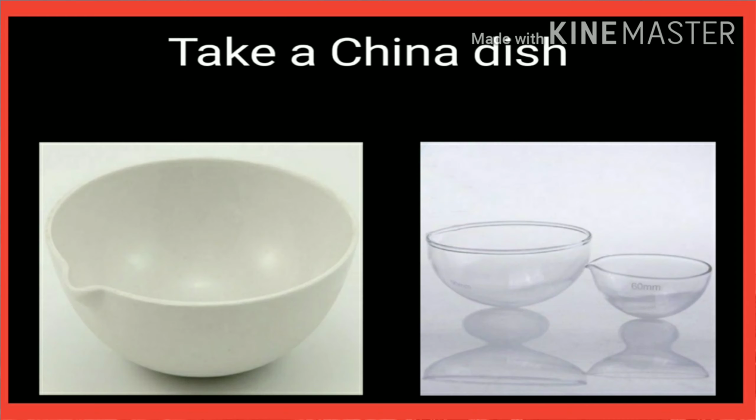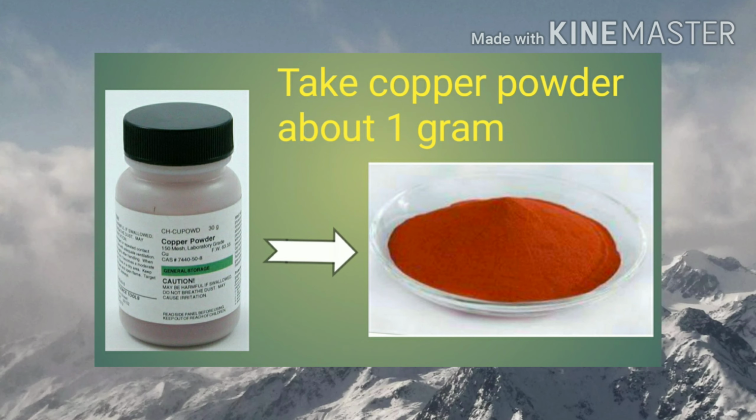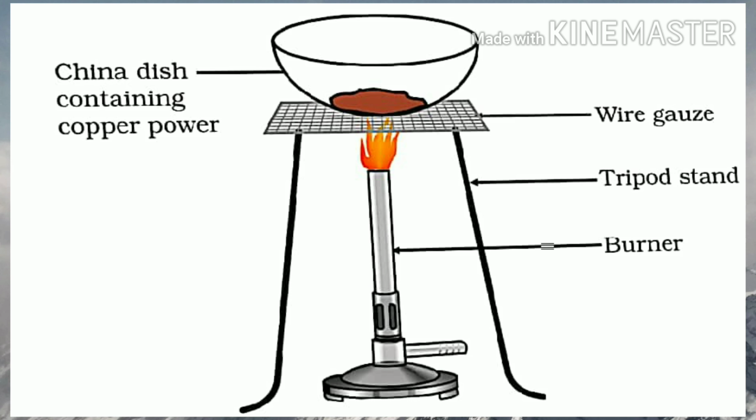Take a china dish, put about 1 gram of copper powder into it. Keep it over a Bunsen burner with the help of a tripod stand and a wire gauze. Heat the china dish containing copper powder.